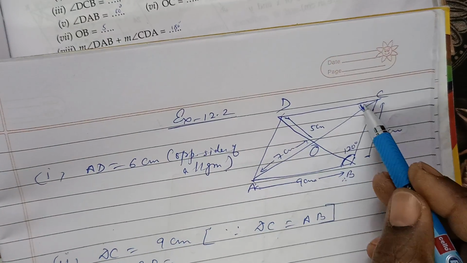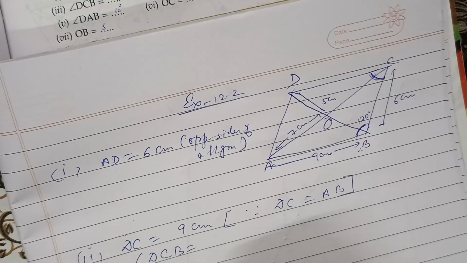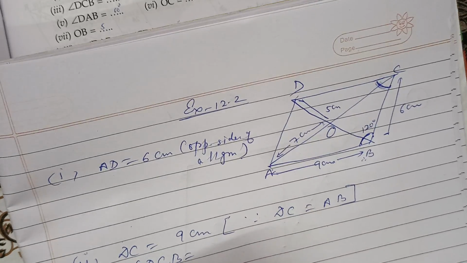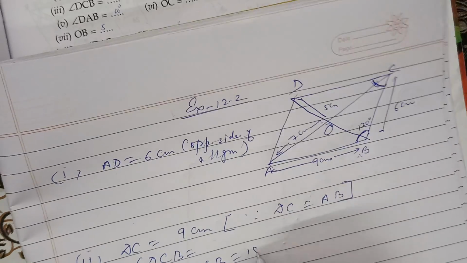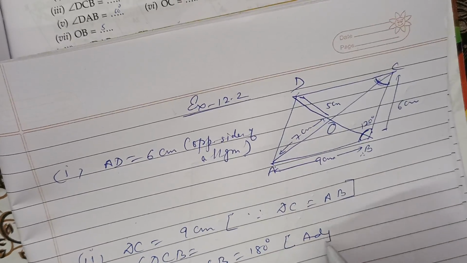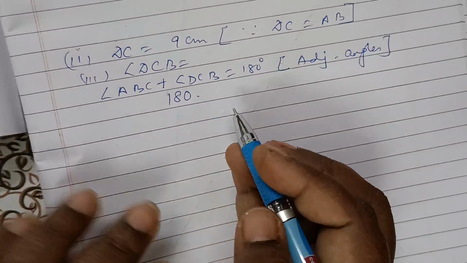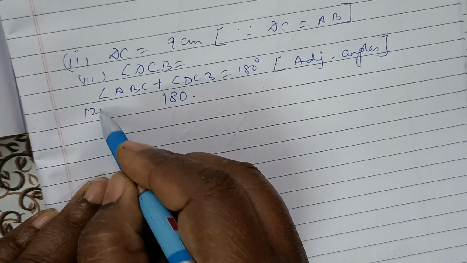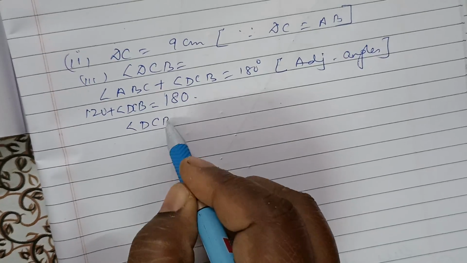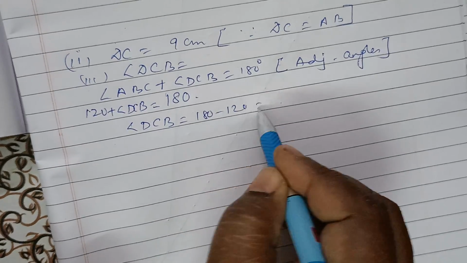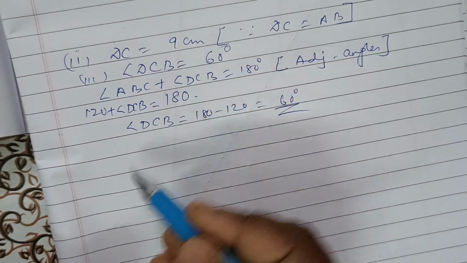So if it is 120 degree, what will be this angle? This will be equal to 180. We know that angle ABC plus angle DCB will be equal to 180 degree, adjacent angles of a parallelogram. So ABC is given 120, plus angle DCB will be equal to 180 degree, or angle DCB is equal to 180 minus 120, that is 60 degree. So angle DCB is equal to 60 degree.